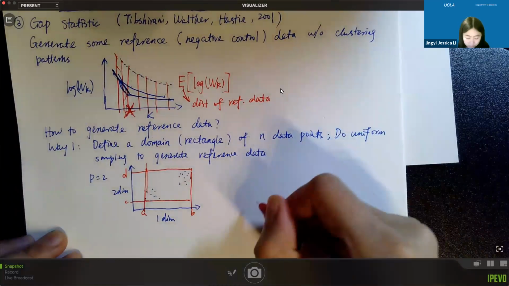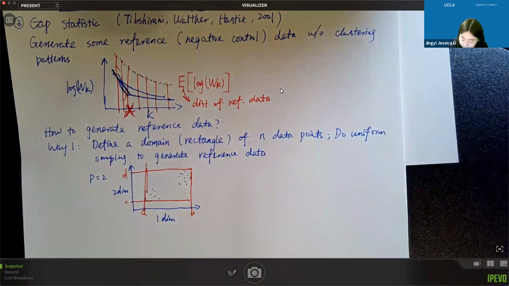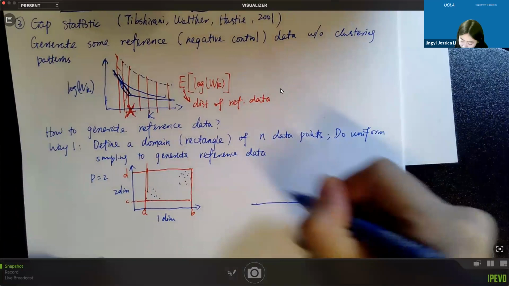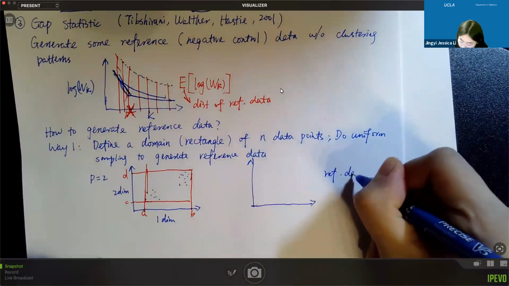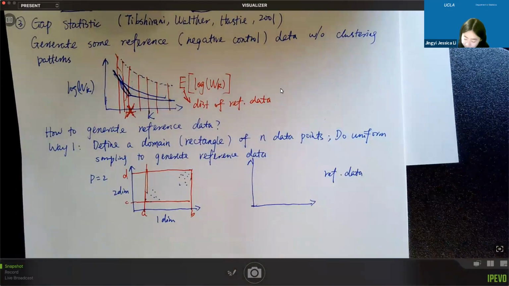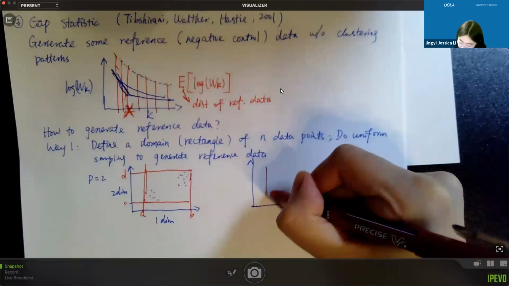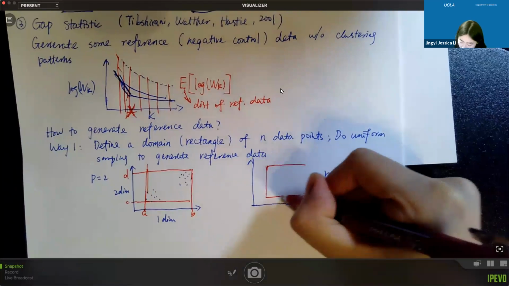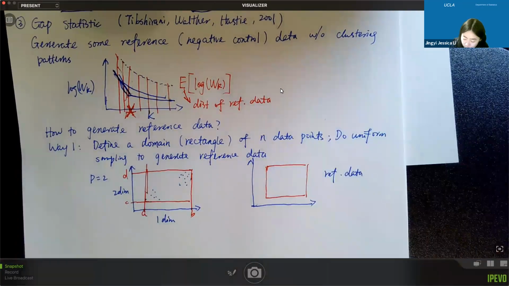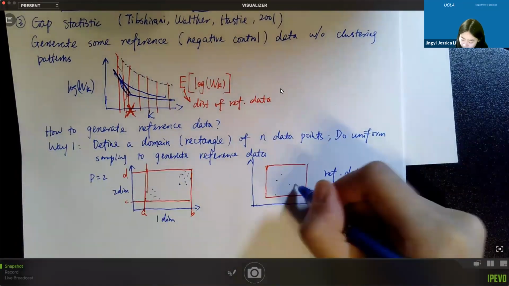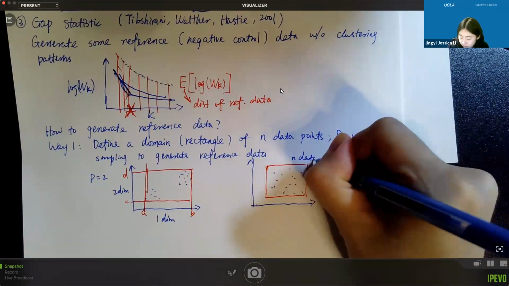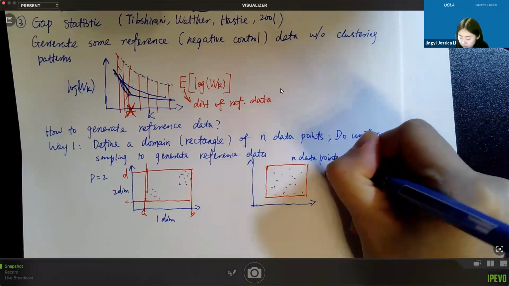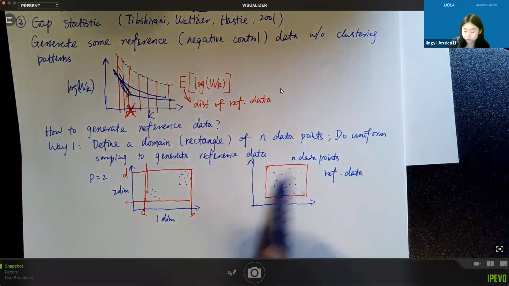So then the reference will look like this. You're going to keep this rectangle and you're going to draw n data points just uniformly. So n data points. This is the first approach. And of course, uniform sampling will not give you any clustering pattern.